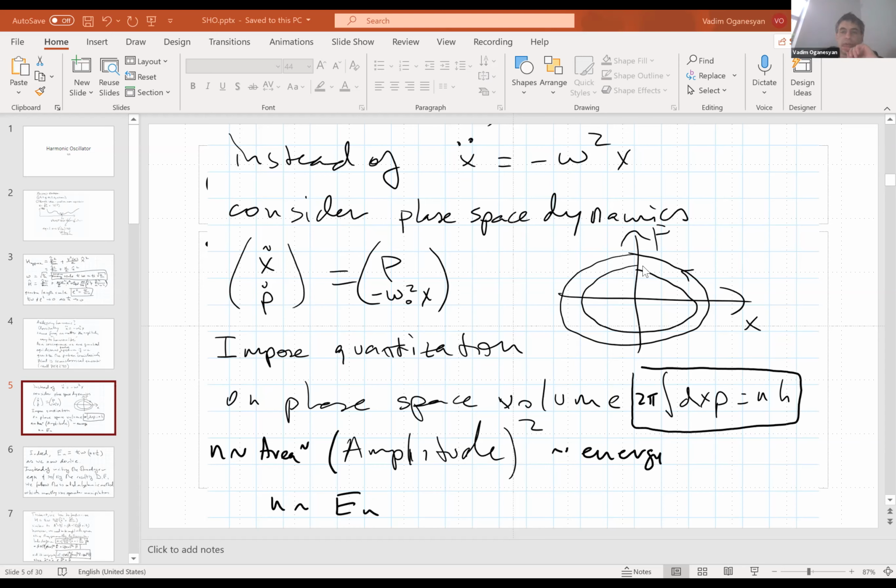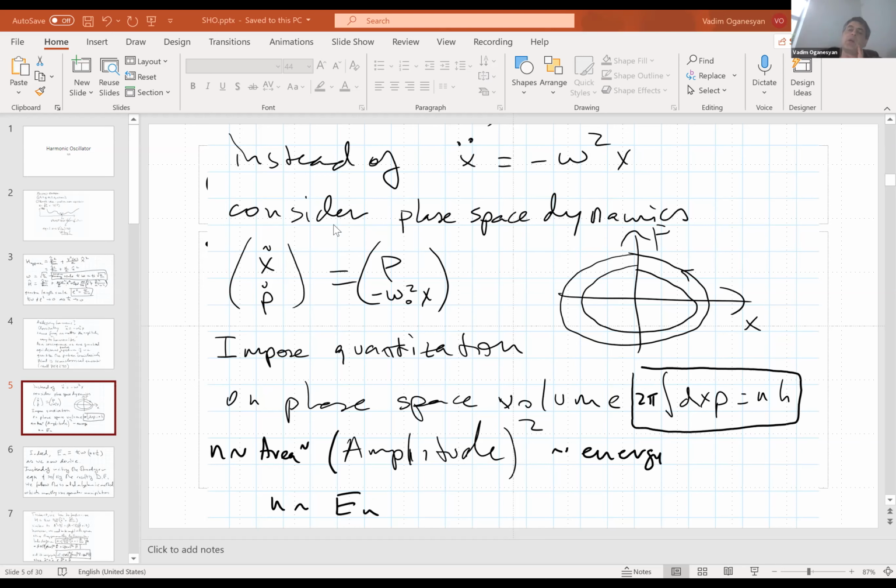Semi-classical quantization is when you think of particle motion in phase space rather than real space. In real space, Newton's laws are equivalent to second order in time differential equations. They look like this: x double dot equals something. We know the solutions of this are sines and cosines.